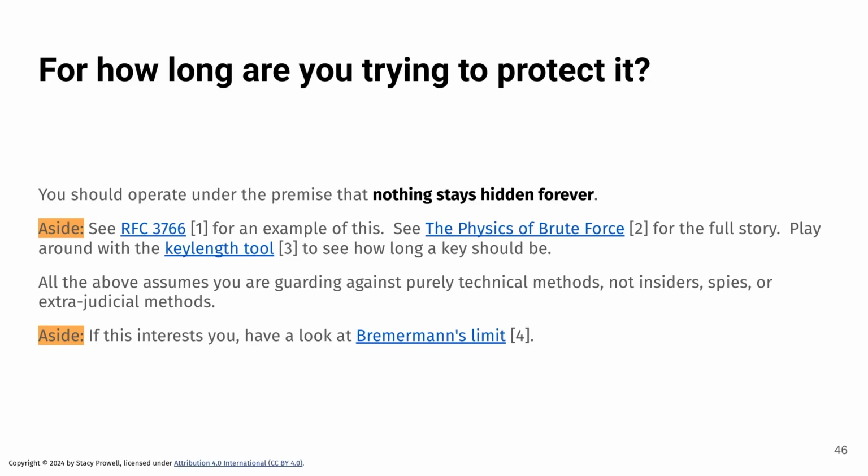Now, this all assumes you're dealing with purely technical methods, right? If you've got insiders and spies and someone's hitting you with a wrench, all this goes out the window. But if this kind of thing is interesting to you, like the physics of brute force especially, we mentioned Bremermann's limit earlier on. I'm going to plug it again. I think it's a fascinating result, and you should go have a look at it.